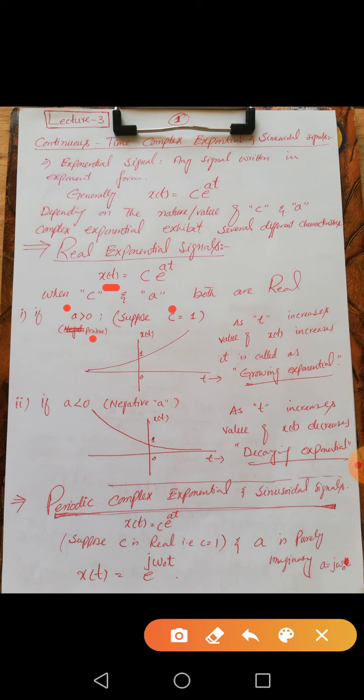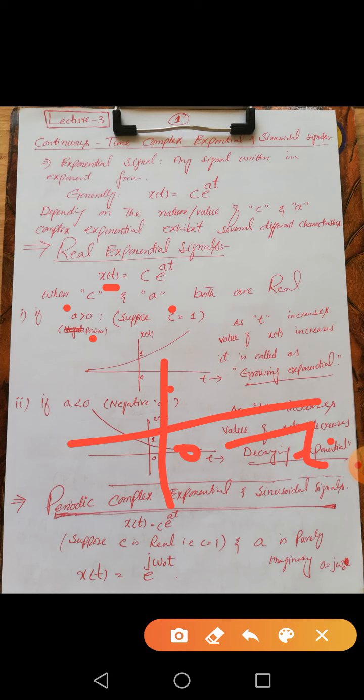So x of t can be plotted like this: at t equal to 0, e power a times 0 is e power 0, so x of t is 1. As the value of t increases, x of t will be increasing exponentially, and as the value of t decreases, x of t will be decreasing exponentially.